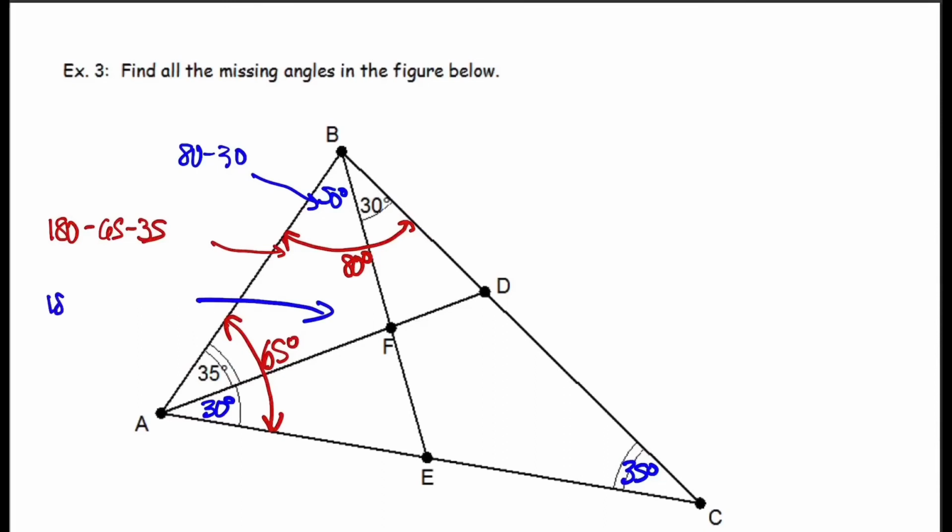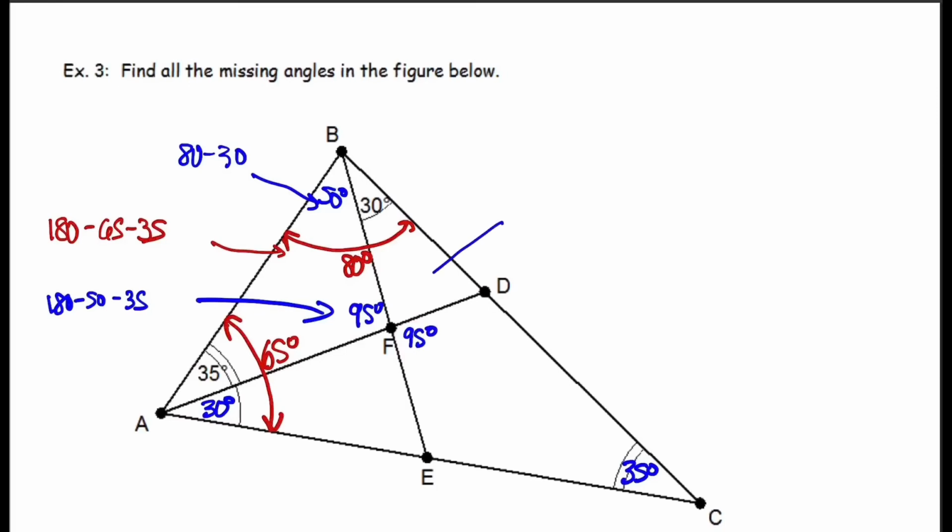So 180 minus 50 minus 35. And that's going to give me 95. So in this four-way intersection, the angles across from each other are going to be equal. So this angle right here has got to be 95.